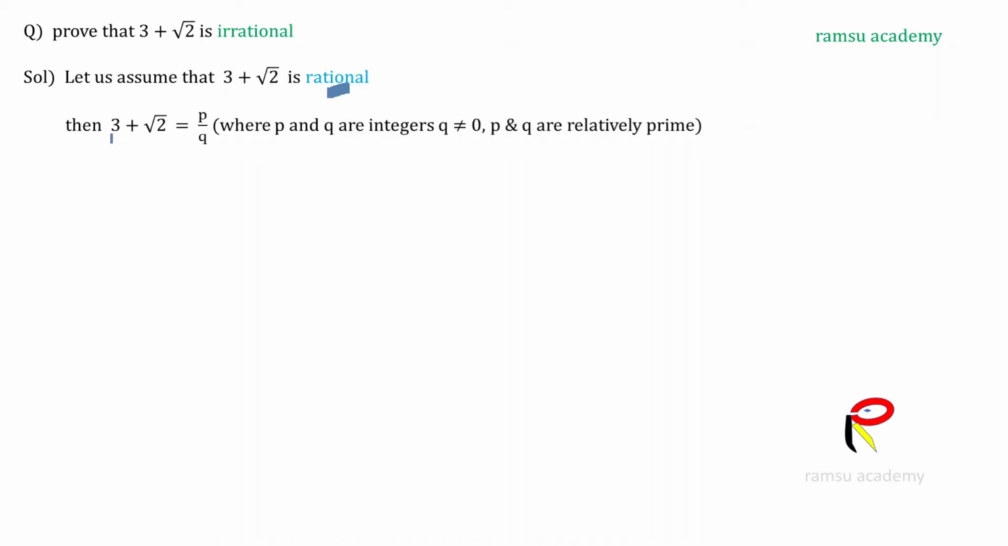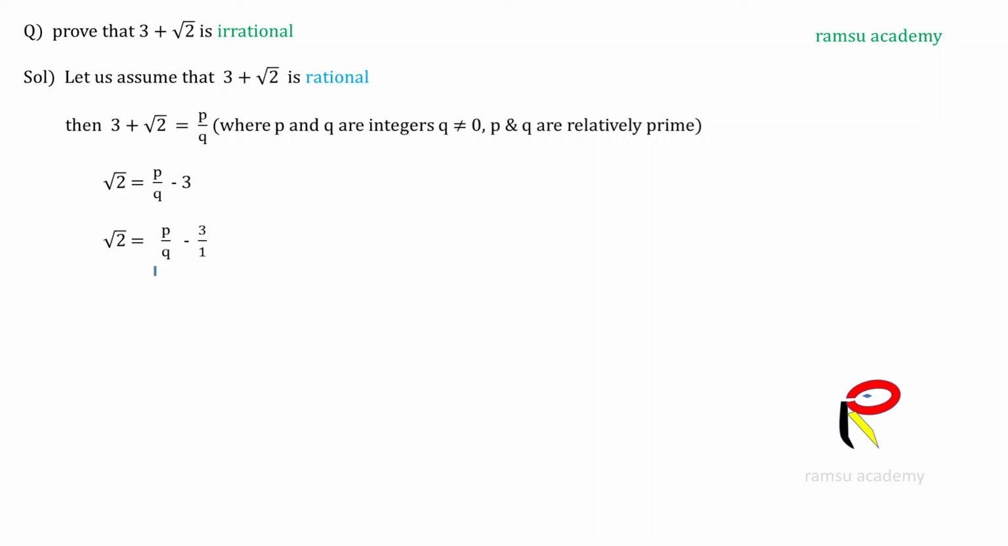Now let us transpose 3 from LHS to RHS. There is no sign before 3, so it is plus 3. When transposed, it becomes minus 3. So root 2 is equal to p by q minus 3. Or we can write this as root 2 is equal to p by q minus 3 by 1.